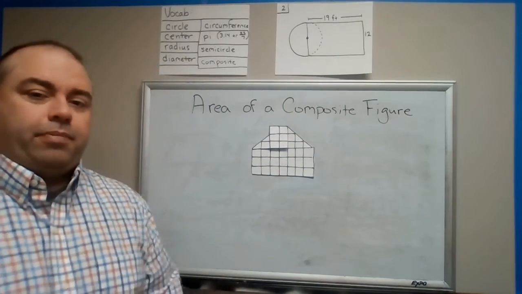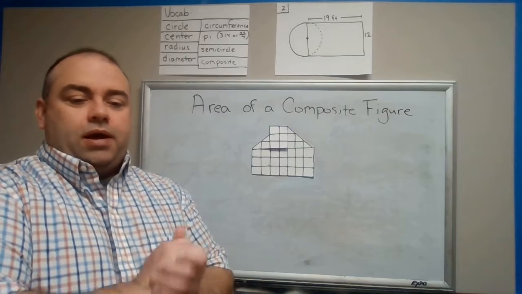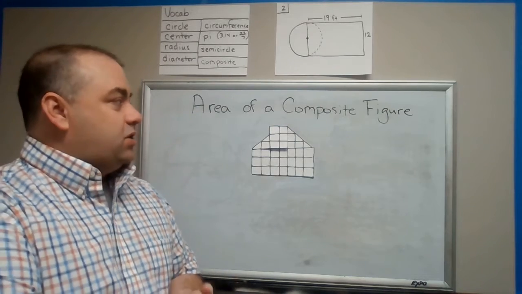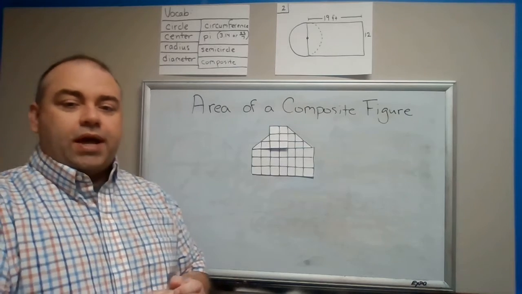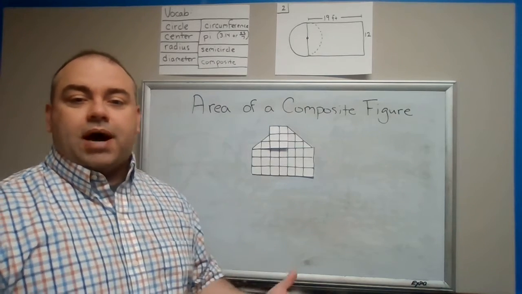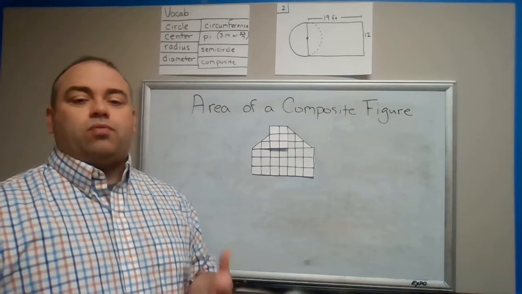All right, seventh graders, let's wrap up our unit on area and area of composite figures today. So here we have area of a composite figure. On the board is a grid composite figure. Composite again means that it's made up of more than one shape.